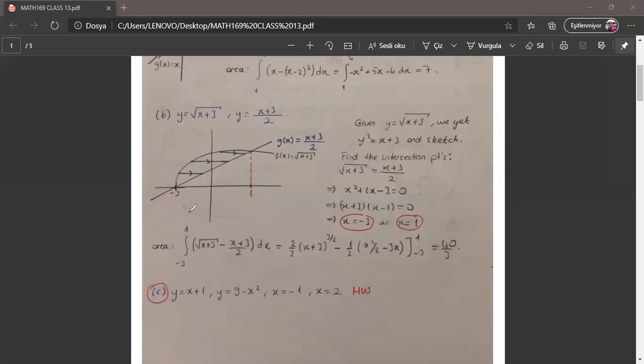And what about the boundaries? Here we again integrate with respect to x. So the boundaries of x are minus 3 and the greatest one is 1. Okay, the intersection points. So it is minus 3 and 1. So we get this value. Okay, and this is homework.